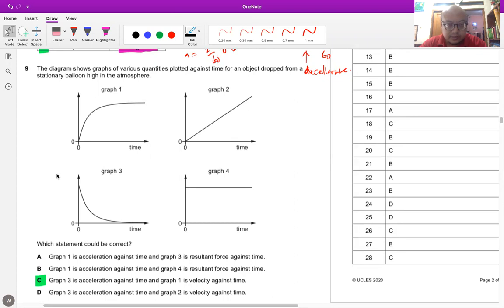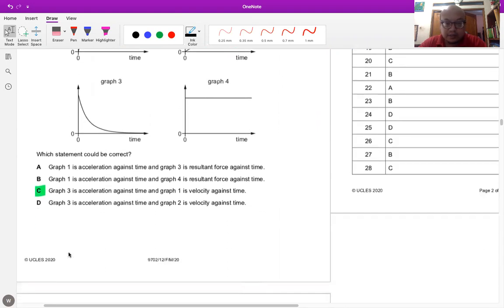Yes, correct. This is acceleration, and this is velocity. Acceleration becomes 0, and velocity becomes constant. Because this is an object dropped from a stationary balloon in the atmosphere, it has acceleration at first, and then it goes to constant velocity. Yes, correct. The answer is C.